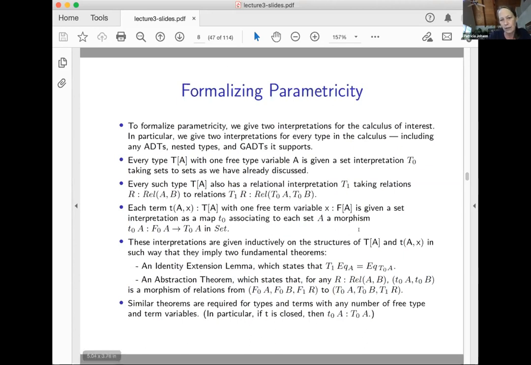Okay, so what's the upshot of this slide? That to formalize parametricity, you give every type two interpretations, a set interpretation and a relational interpretation. You give every term a set interpretation and a relational interpretation. And you don't just get to do this any old way. To have a parametric model, I mean, to have a model, that will be fine. But to have a parametric model, you want to say that related things go to related things. So when you build your model, your model should satisfy this identity extension lemma property and this abstraction theorem. Okay, so that's the fundamental thing that you're trying to do when you're trying to build a parametric model to show that you have these parametricity properties for a calculus that has, well, whatever it is that you think it has in it.